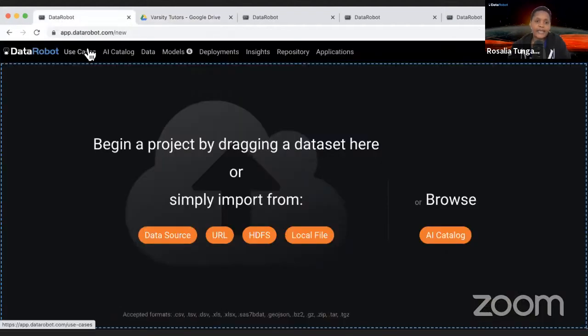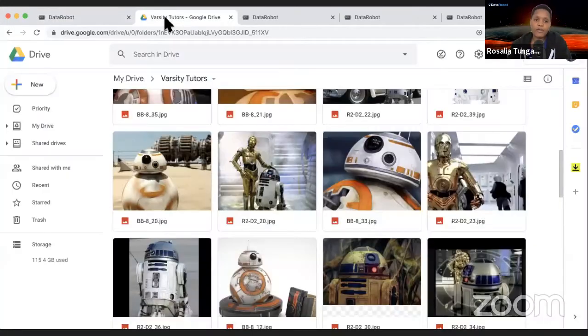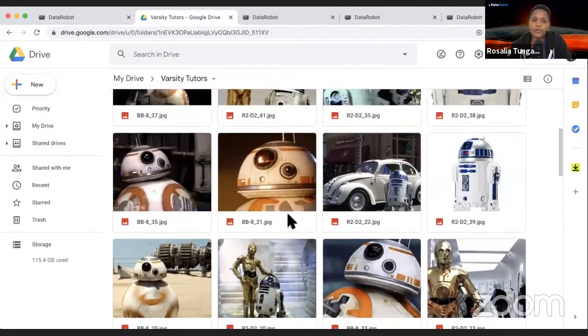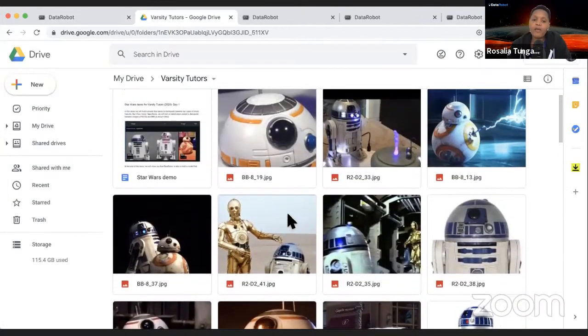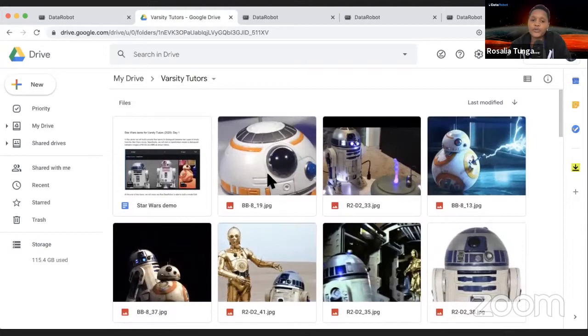So for today's demo, I am going to show you how you can do classification using DataRobot. The problem that we're going to do today, or the models that we're going to build, are models to distinguish between two characters from the Star Wars movie, BB-8 and R2-D2. So let's get started.